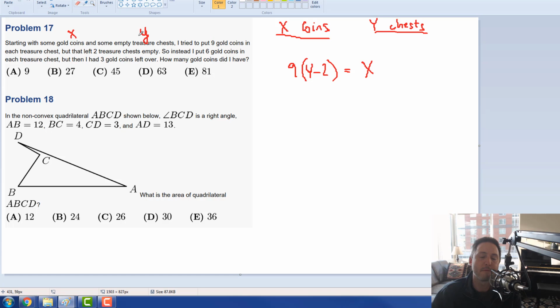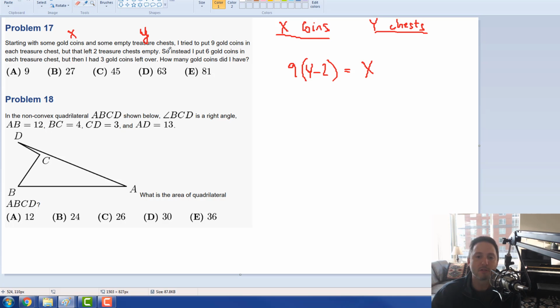Anytime you get, and why am I trying this? Because anytime you get a question that has 2 unknowns, you can pretty much assume that they want you to find 2 equations. Create 2 equations that represent their relationships, because you need 2 equations to solve for 2 variables, generally speaking.